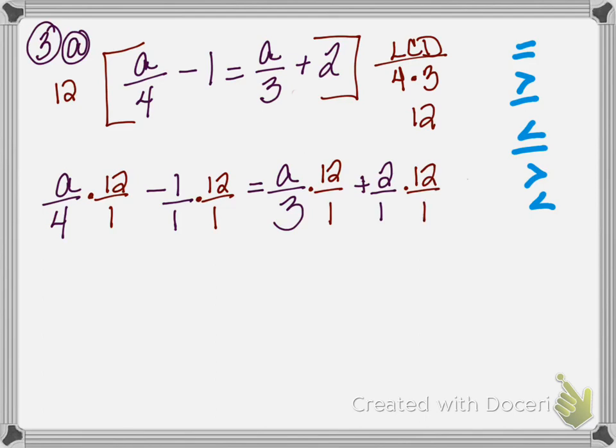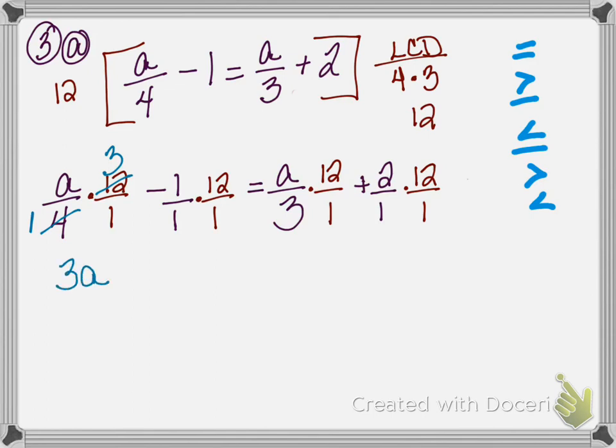Okay, now I'm going to simplify. In this step, I should completely eliminate all my denominators. And that's what I want. I want to get rid of those denominators. So here, the number that goes into 4 and 12 is 4. 4 goes into 4 one time. 4 goes into 12 3 times. So I am left with 3a.